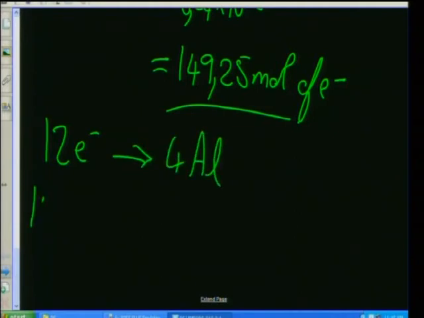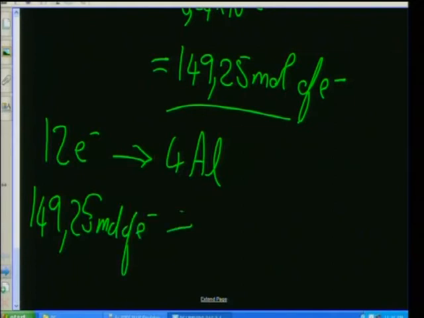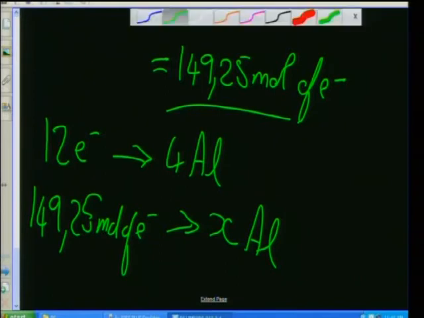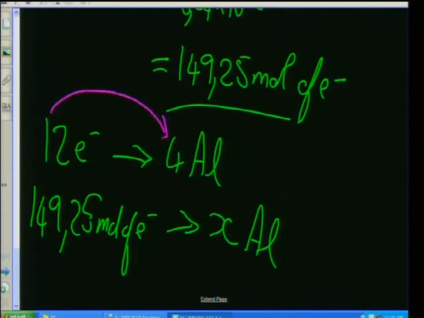I'm going to say 12 moles of electrons is going to give me 4 moles of aluminium. So therefore, 149,25 moles of electrons is going to give me X moles of aluminium. Okay. Are you with me? Now, Richard, this is a ratio problem, and it's not difficult. How did I go from 12 to 4? I must have divided by 3.